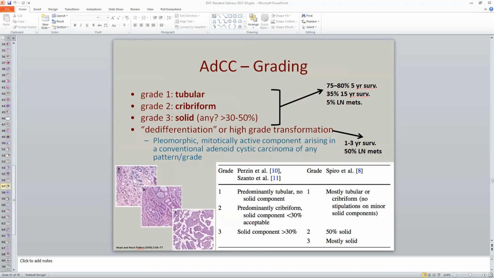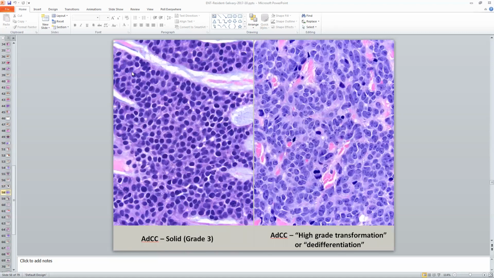Once you have your tubular, cribriform, or solid diagnosis, you also then have to look out for additional poor transformations, such as dedifferentiation or high-grade transformation, which is an even worse high-grade component arising in an adenoid cystic of any tubular, cribriform, or solid morphology. What that looks like is essentially solid adenoid cystic here on the left, which has some vague stromal bluish mucin seen here, but really is mostly solid. But the nuclei are dark, round, and wrinkled.